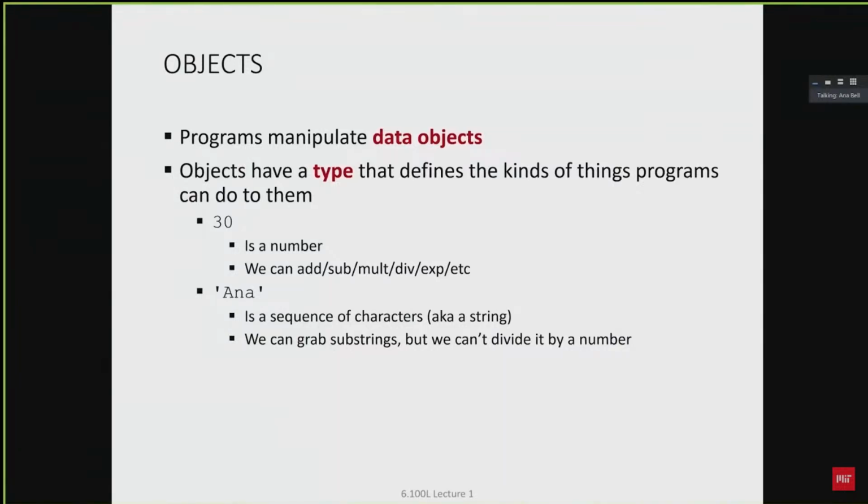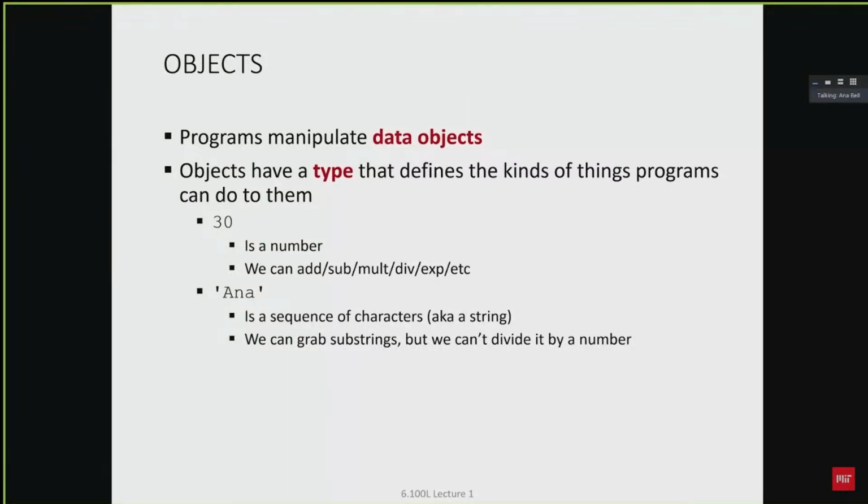So here are two examples. The number 30, it's a number. The type, we'll talk about it in a bit, is an integer, a whole number. But basically, what are the things we can do with this integer? We can add it to another number, we can subtract it from another number, we can take some other number to the power of 30, right? A bunch of mathematical operations, as you would expect.